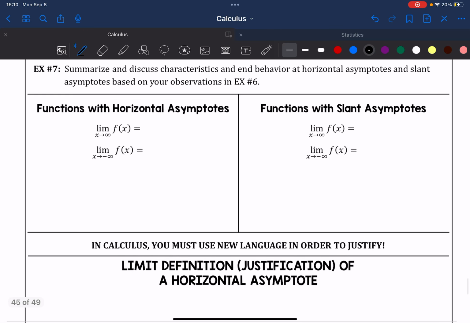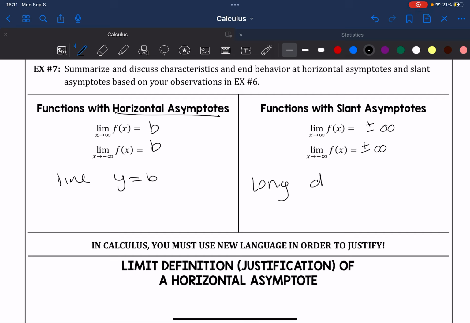Okay, so summarizing what we just did, we noticed that when we have functions that have horizontal asymptotes, the limit as x approaches positive or negative infinity is always going to be b, where b is a real number. This says that the line y equals b is going to be a horizontal asymptote. For functions with slant asymptotes, we take the limit as x approaches positive or negative infinity. We're going to either get positive or negative infinity back, okay? Which means in order to find that slant asymptote, we have to use long division.